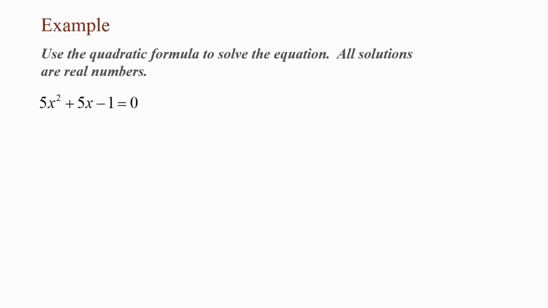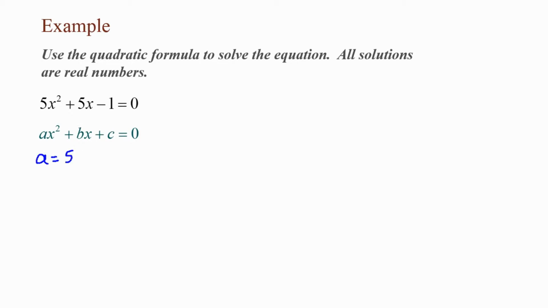In this example, use the quadratic formula to solve the equation. All solutions are real numbers. 5x squared plus 5x minus 1 equals 0. To use the quadratic formula, first you need to remember that ax squared plus bx plus c equals 0. That means a is 5, b is 5, c is negative 1.